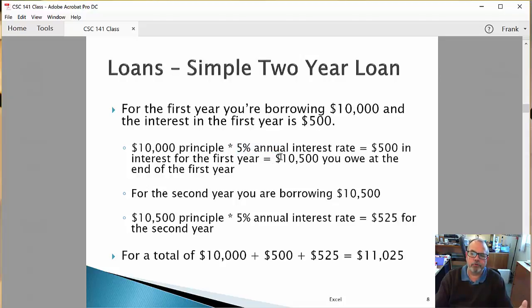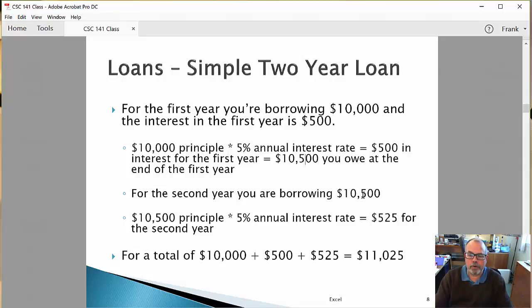And at the end of the first year, you owe $10,500 at the end of the first year, or to think of it a different way, at the end of the first year going into the second year of the loan, you owe the person $10,500. So in the second year, you aren't borrowing $10,000 anymore. Now you're borrowing $10,500 because of the rent or the interest that accumulated in the first year of the loan.